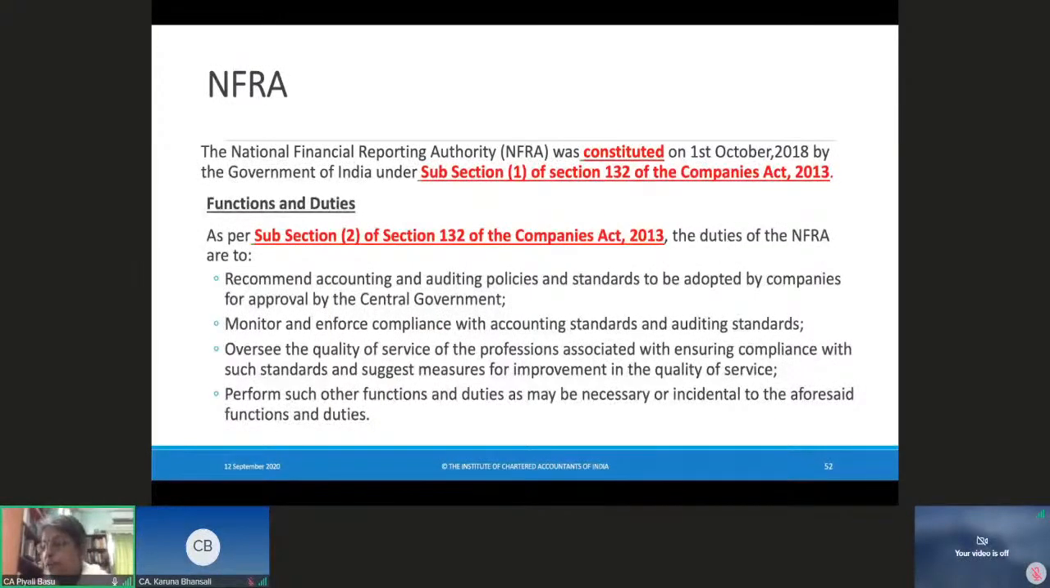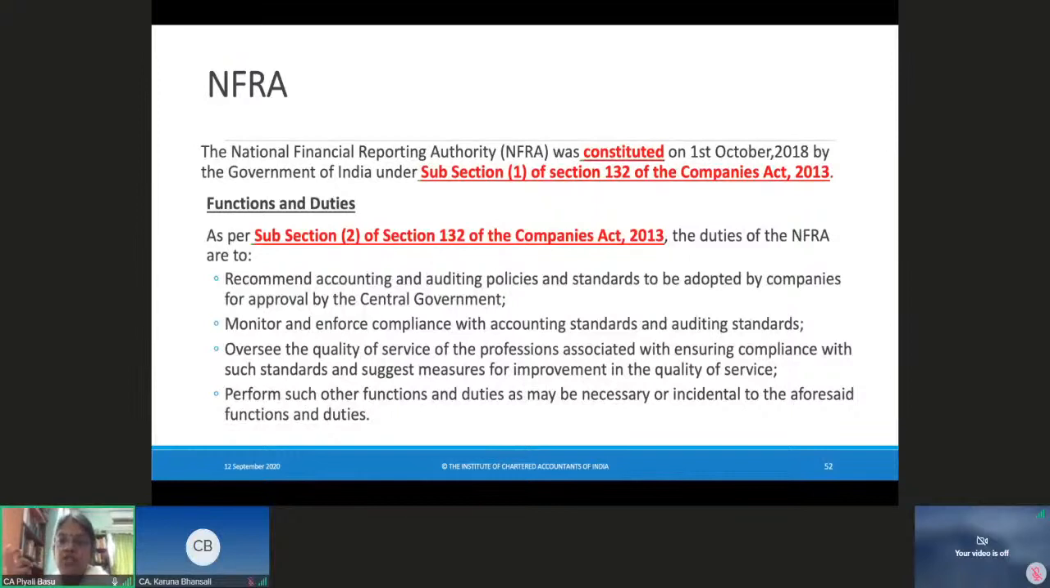If you don't have any question, we can move on with the other parts of this. The NFRA, the National Financial Reporting Authority, was constituted by the government in 2018 under subsection 1 of section 132 of the Companies Act. Now, what are the duties and responsibilities of NFRA?